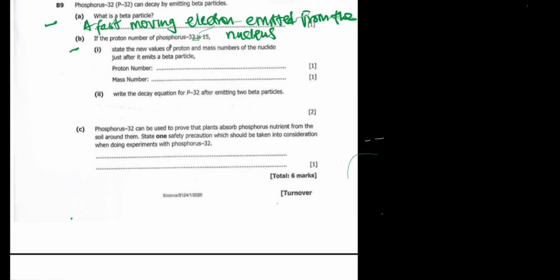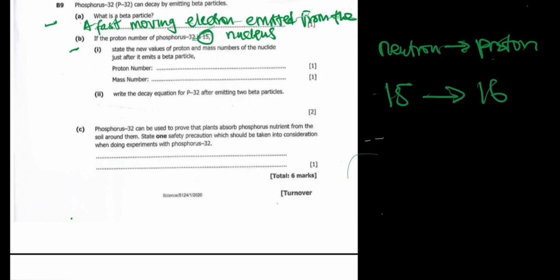Question B is saying if the proton number of phosphorus-32 is 15, state the new values of proton and mass number of the nuclide just after it emits a beta particle. So when it emits a beta particle, remember that when a beta particle is being emitted, a neutron changes to a proton, which means that the atomic number increases. So initially we have 15. So this 15 is going to change to 16 because the proton number increases by 1 when one neutron changes to a proton. So the proton number is going to be 16.